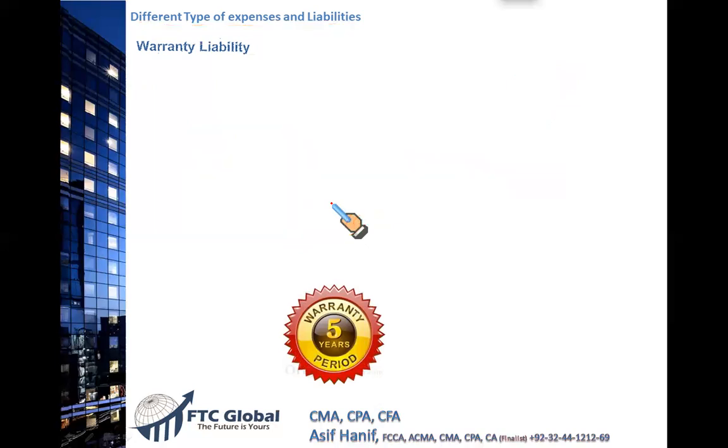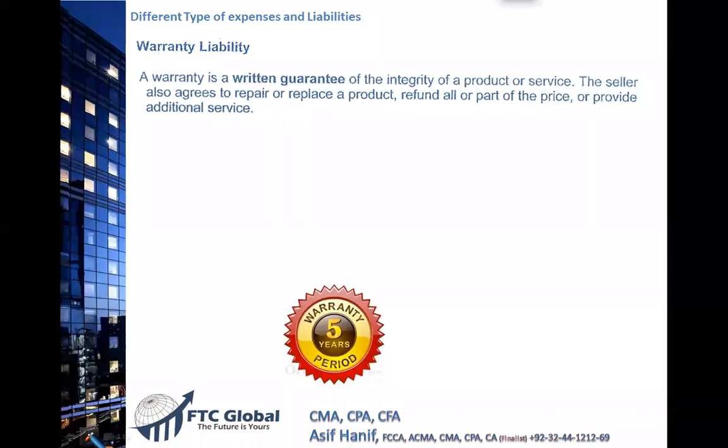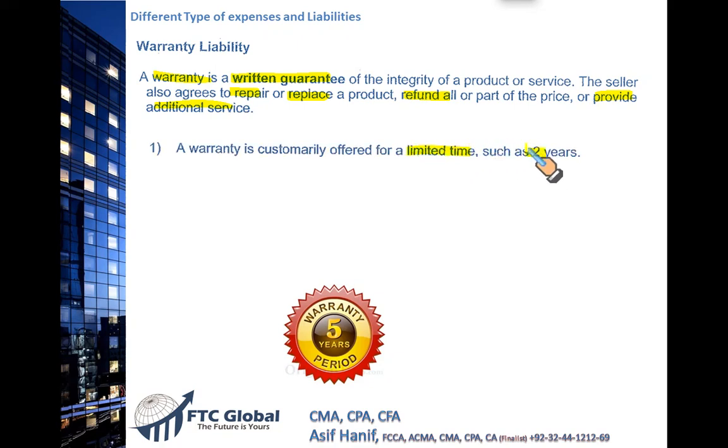Next is the warranty liability. What is warranty? Warranty is a written guarantee. A written guarantee for what? A guarantee that if the product I'm selling develops a fault, I will repair it, or as a seller, I will replace it, or I will refund some part of the price, or maybe I will provide some additional service. So when I sell a product, I also give a written guarantee that if there is any problem with the product, I will do the repairing, replacement, refunds, or any additional service. Remember, this written guarantee, this assurance regarding the product's utility or usefulness, is for a specific time. It is not forever. It is for a limited time, 2 years, 10 years, but not forever.